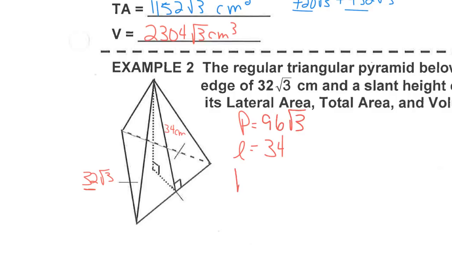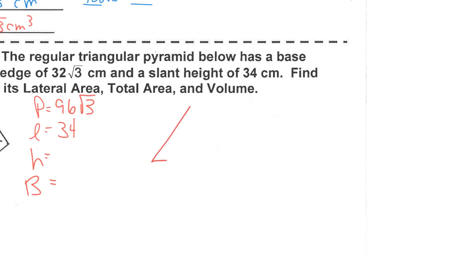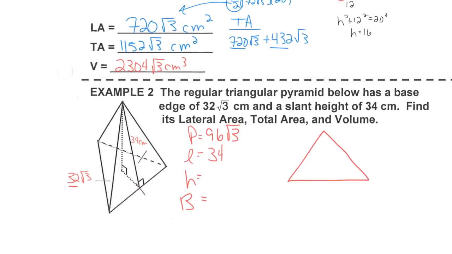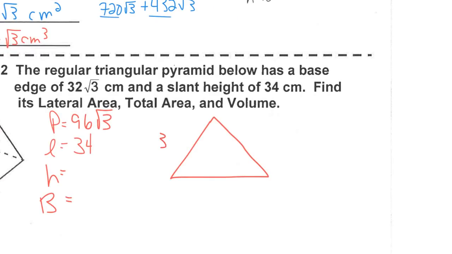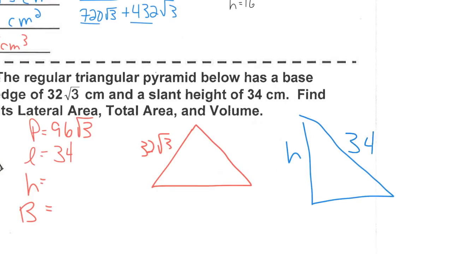Now what's a little tougher is we need to find the height and we need to find the area of the base. So same thing I did last time. I'm going to go ahead and draw the base and what I know about it. Let's see, 32 square roots of 3. And then I'm going to draw my slice as well because I don't know what h is, but I do know the hypotenuse is 34. So again, if I can find that line right there, the apothem, I can use that to find the area of the base and use it to find the height.